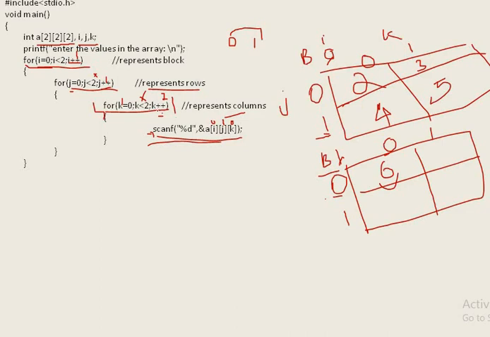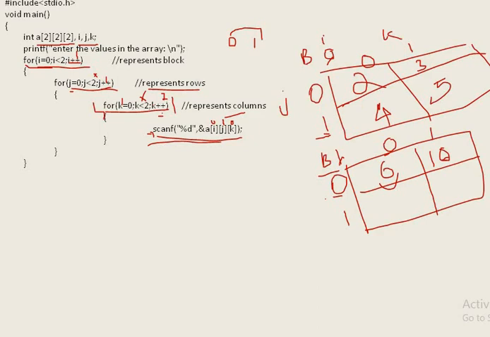Now one more time k will be incremented, k's value will become 1, the condition will be true. Again the scanf statement will be executed and now the value of I is 1 itself, j is 0 itself and k has been incremented by 1. So we will be at this particular location and here you can give any value. Let us give it as 10.